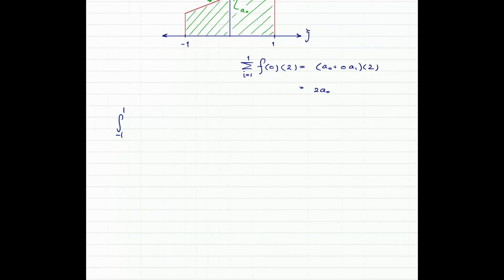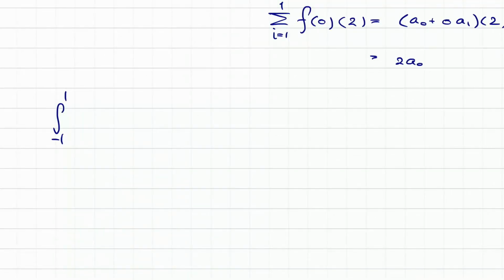So right now, our function is a0 plus a1 c plus a2 c square plus a3 c cube, dc.